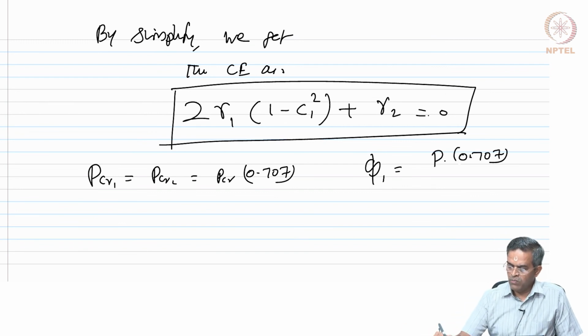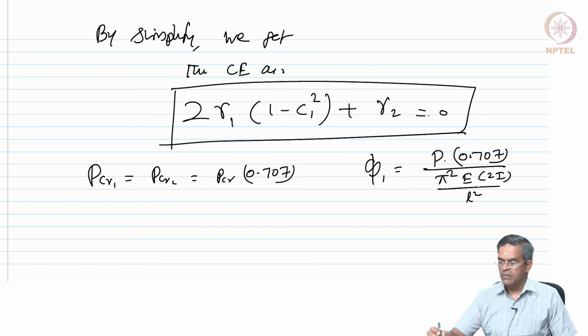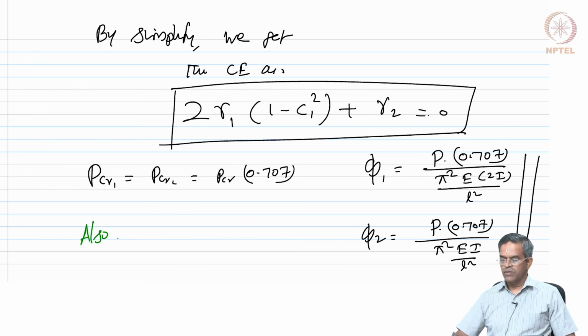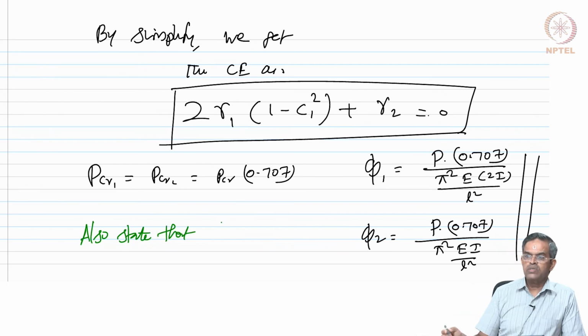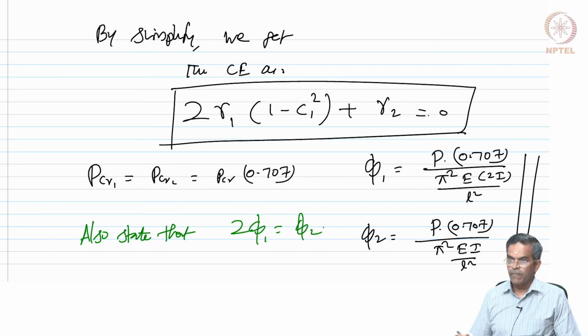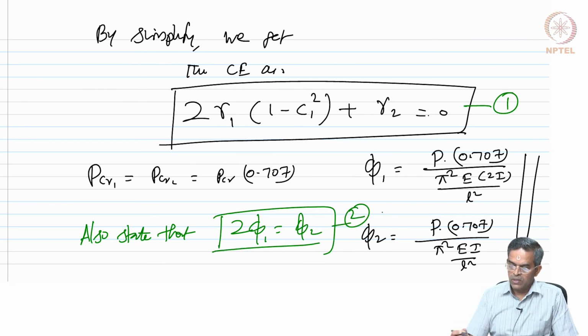Therefore, friends, we have one more relationship. Phi 1 will be P times of 0.707 pi square E I by L square. Phi 2 will be P of 0.707 by pi square E I by L square. So, comparing these two equations, we can now also say two phi 1 is phi 2, you can see easily from here. Okay, 2 phi 1 will be phi 2, right.